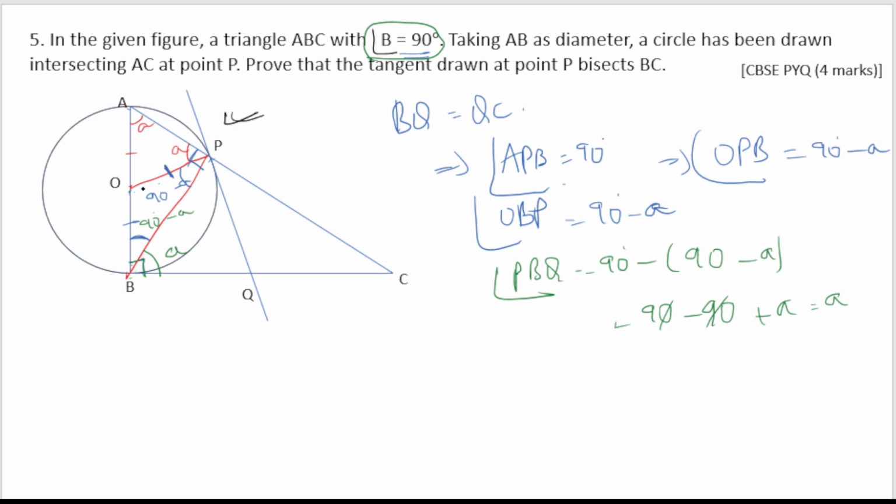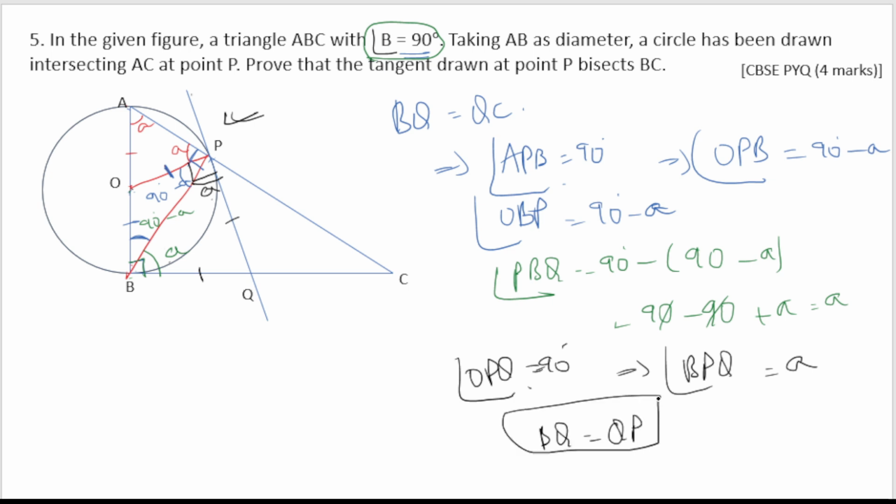And again, if you see this part, OP is radius and PQ is tangent. Radius is perpendicular to tangent. Angle OPQ will be 90 degrees. If angle OPB is 90 degrees minus A, then angle BPQ will be A, right? So, if these two angles are equal in triangle BPQ, then the sides opposite to these angles are equal. So, BQ is equal to QP.